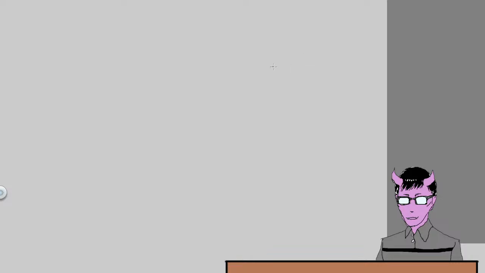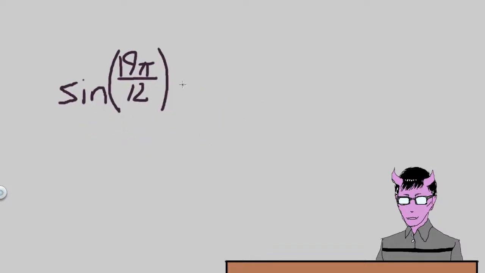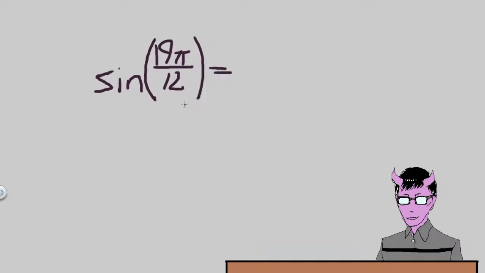And now we have a maybe more interesting problem. Sine of 19 pi over 12. Again, the problems are going to be mostly 12 for the denominator. Not super creative. We just got to split the 19, because 12 is not a familiar one right off the bat. We need a 3, a 4, a 6, a 1, or a 2.